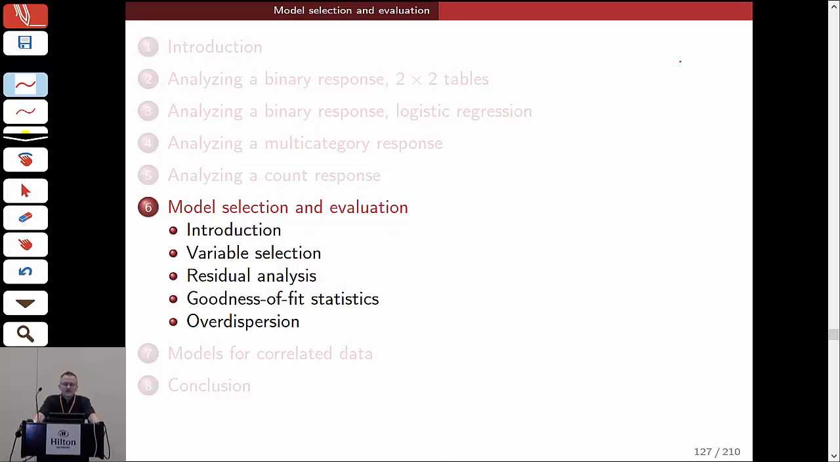For the most part, we've finished talking about the 3 main kinds of models that are used in categorical data: the binomial model, the multinomial model, and the Poisson model, and we've given a few extensions of them. Now we're going to talk about some things that apply essentially to all different kinds of models, and that is model selection and model evaluation.